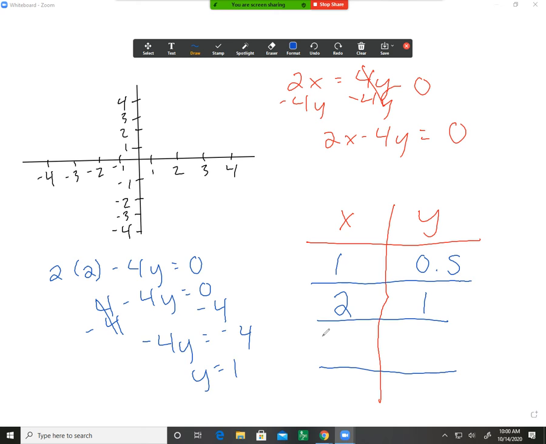I think we should. Let's do negative 3. I highly recommend that when you're doing a table of values, you do some positive and some negative numbers so you get values on both sides of the x-axis.